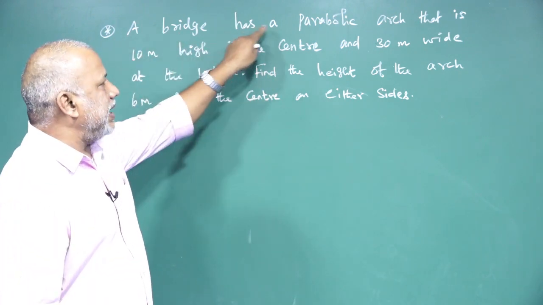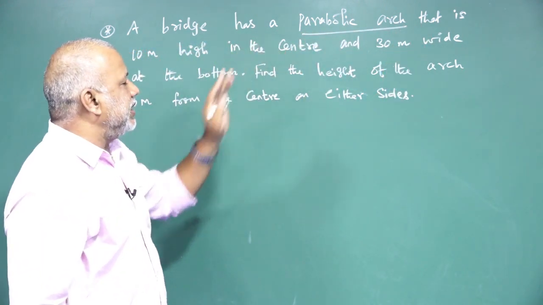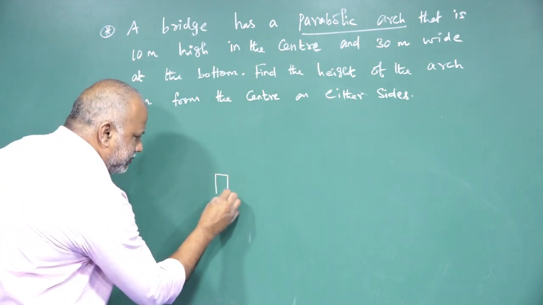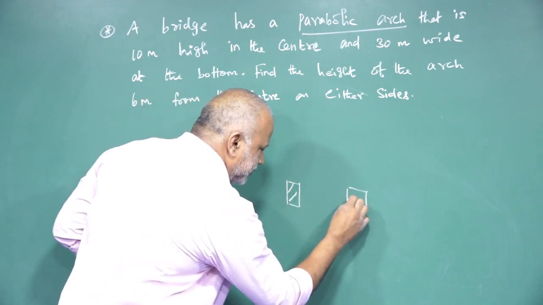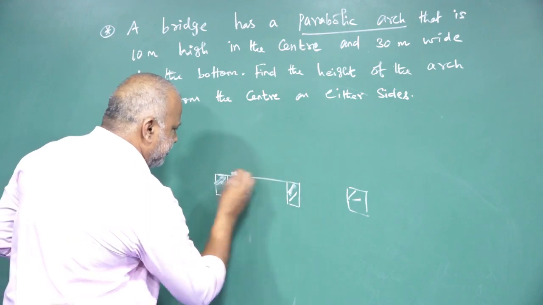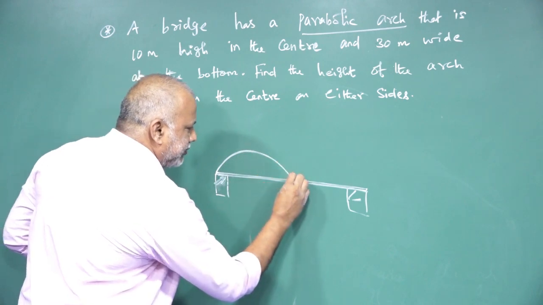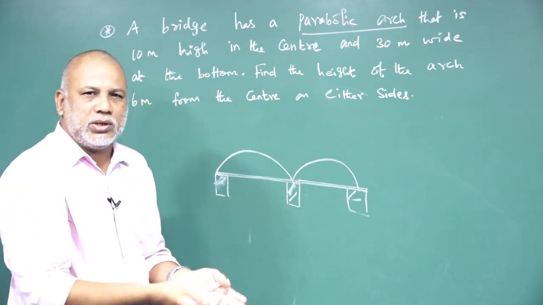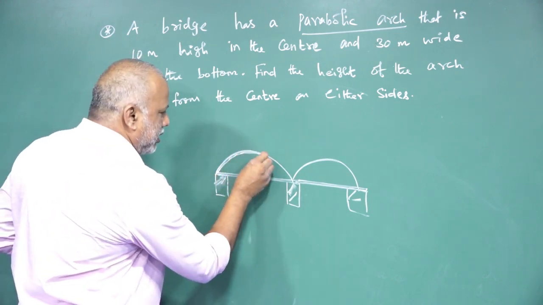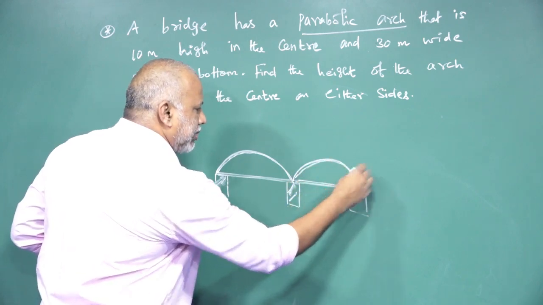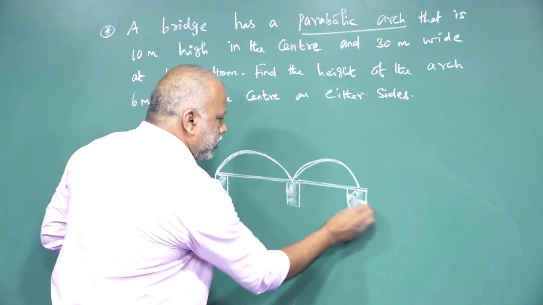A bridge has a parabolic arch that is 10 meter high in the center. Look, some rough diagram. We are going to draw a rough diagram now. See, it is a bridge. Consider it is a bridge. Over this we are able to see some parabolic arch. In common life, you are able to see this type of bridge in many places. This is a parabolic arch. Many parabolic arches are there. We are selecting only one parabolic arch we are going to discuss.